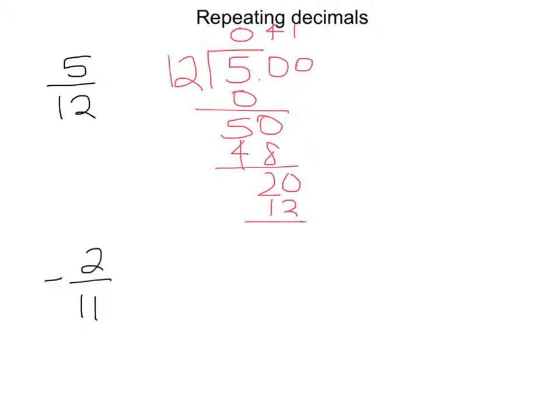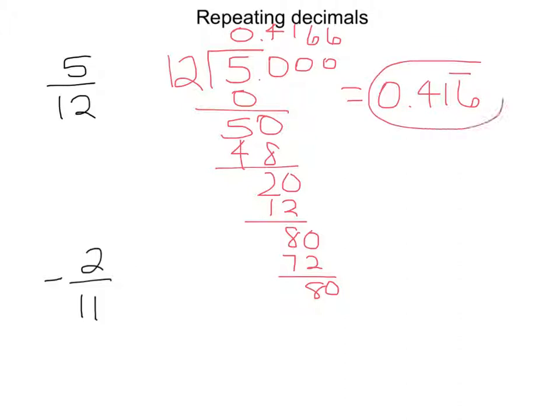So then we have 8 left over and 80. 12 can go into 80 6 times. And this is going to give us 72. And we have 8 again. So as we can see, this is going to continue to repeat. So our answer is going to be 0.416 with a repeating 6.